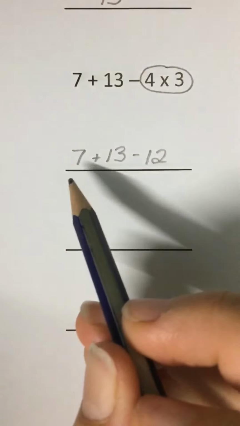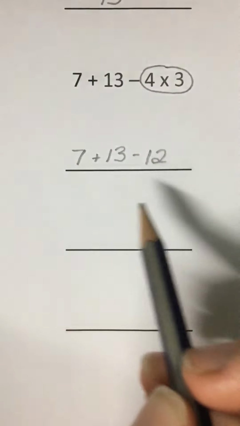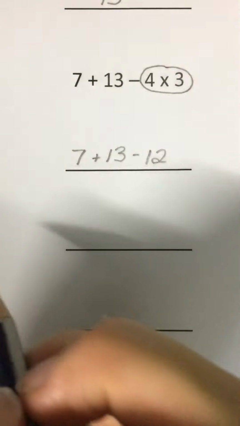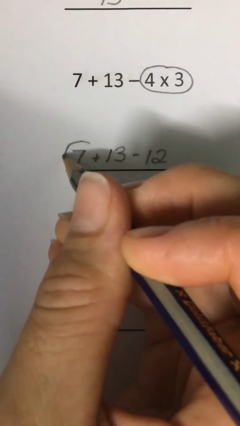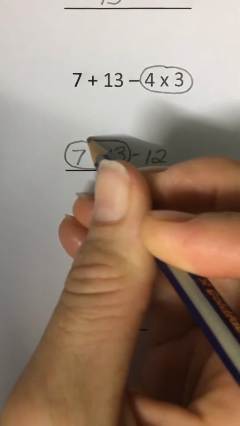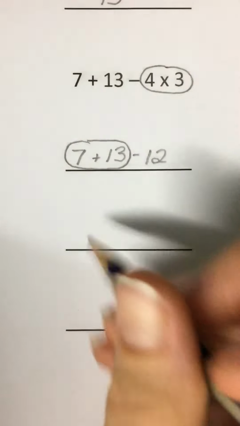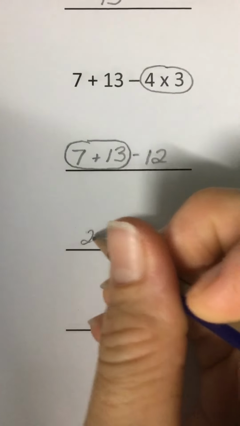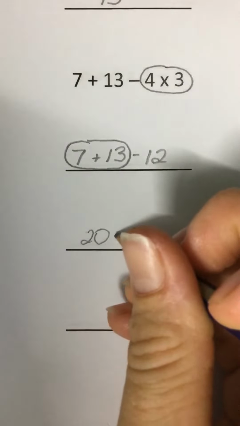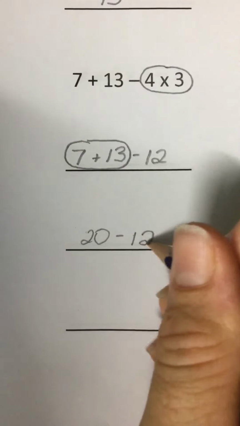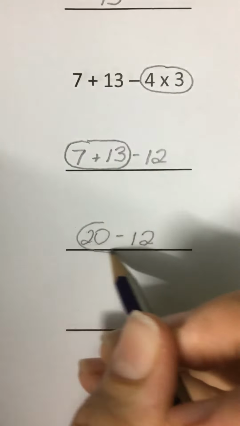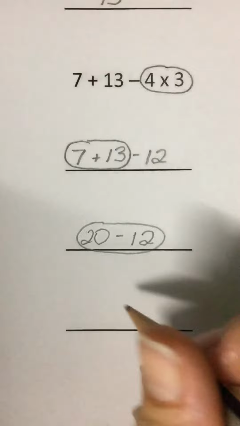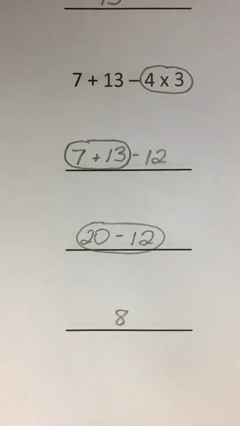Okay, so now there are no more multiplication or division to do, so we'll move on to addition and subtraction, working left to right. So our first addition or subtraction is 7 add 13, which is 20. So we're going to rewrite that equation using 20 in the place of 7 add 13. 20 subtract 12, which is our last operation to do. So go ahead and circle that one. And 20 subtract 12 is 8.